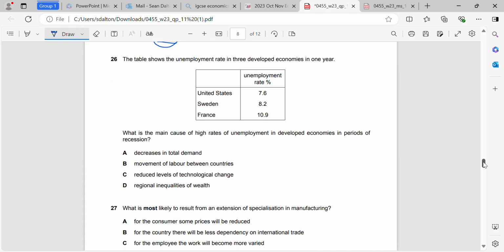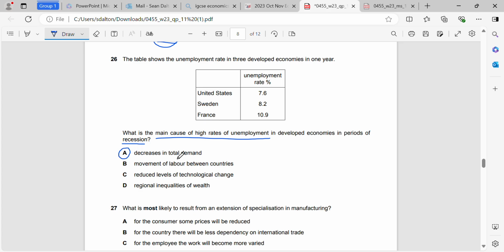Okay, question 26, we're nearly there. The table shows the unemployment rate in 3 developed economies in 1 year. What is the main cause of high rates of unemployment in developed economies in periods of recession? So the main causes of high rates of unemployment in developed economies during periods of recession. Okay, so the answer is decreases in total demand.